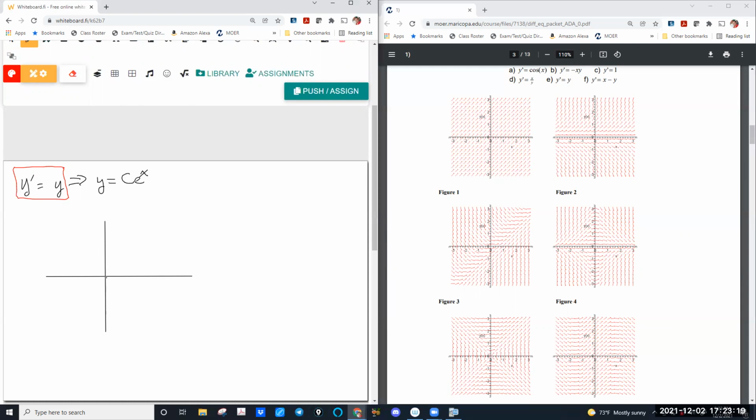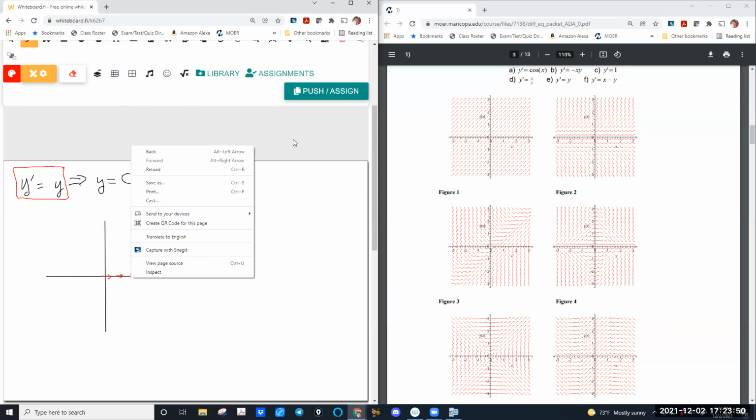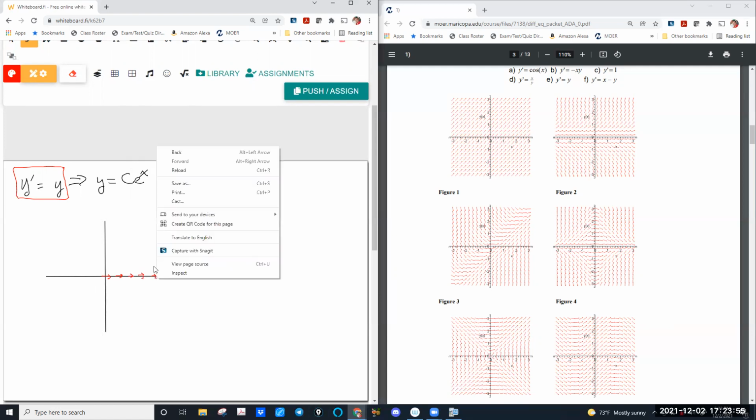For example, if we're at the origin, right here, we know y is 0 at the origin, which means our derivative is 0, which would be a horizontal line. So we would represent that with a little horizontal line like that. Okay? Well, this is going to happen anytime y is 0 because this differential equation only depends on y. So what we end up with is a bunch of lines with a slope of 0.